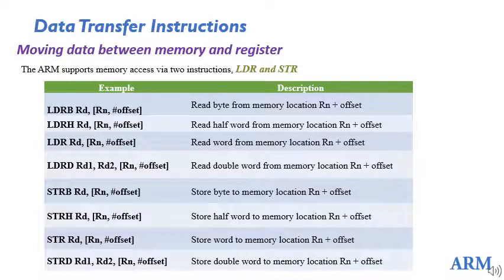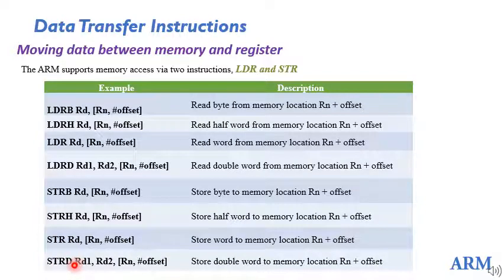Next are the store instructions. This is going to store the data specified in the register into the memory location specified by the second operand. So here the first operand is the source and the second operand is the destination, whereas in load, the first operand is the destination and the second operand is the load source. In this case also we have 4 variants depending on the size: STRB for byte, STRH for half word, STR for word, and STRD for double word.